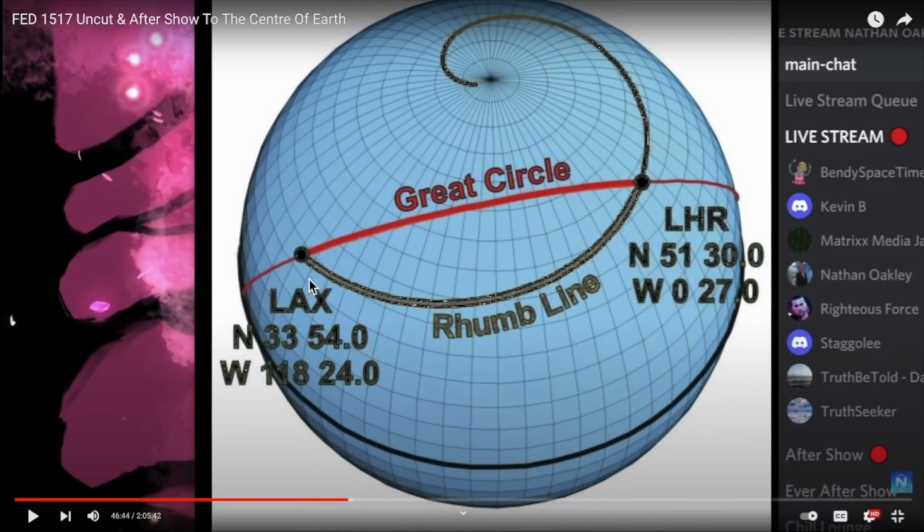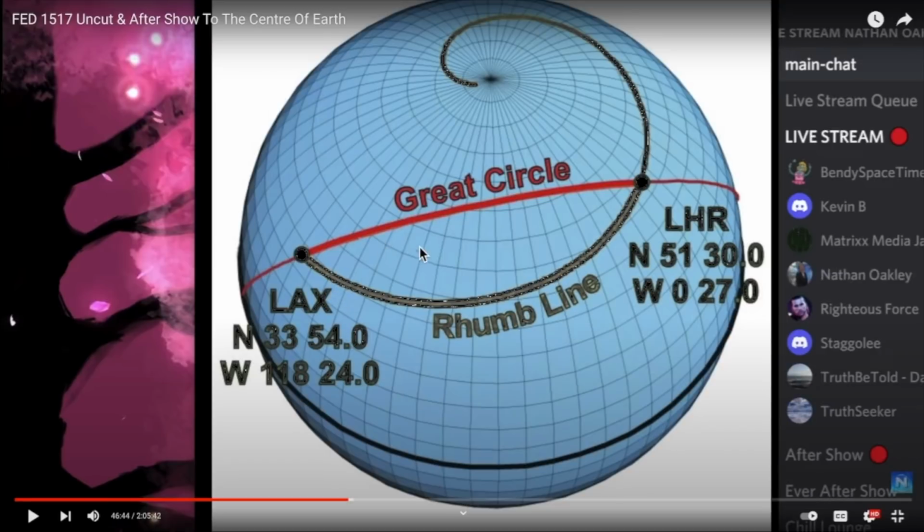Let's listen to some more. Now, first of all, the rhumb line is not a straight line. The great circle is a straight line. You've got it backwards. The rhumb line is a straight line only on a Mercator projection, but I do want you to have a look at this rhumb line.